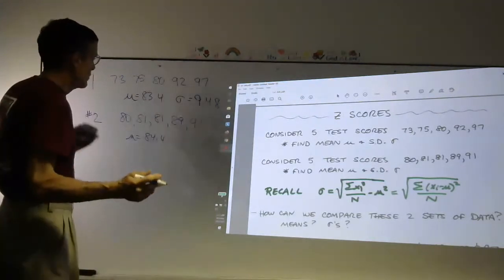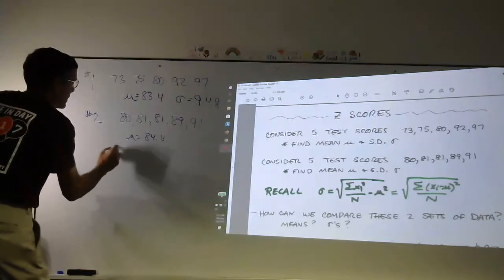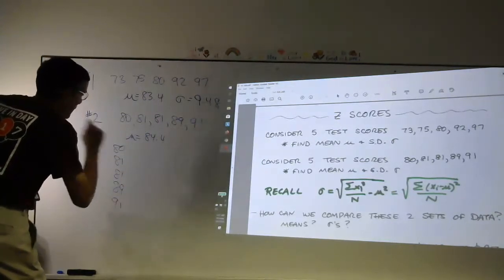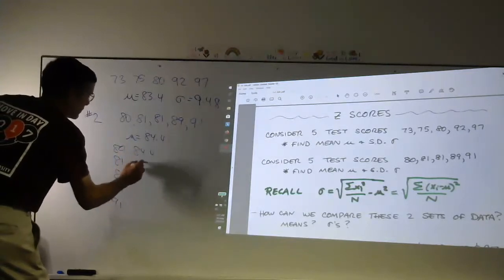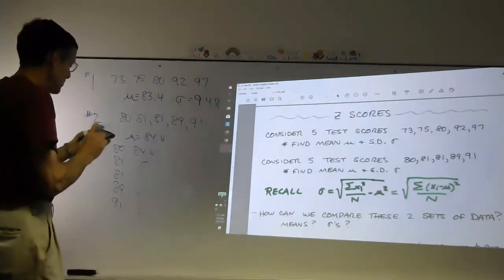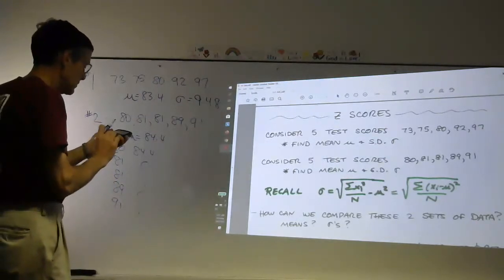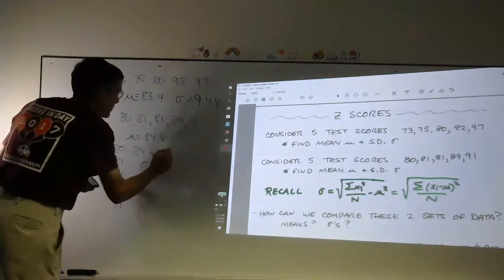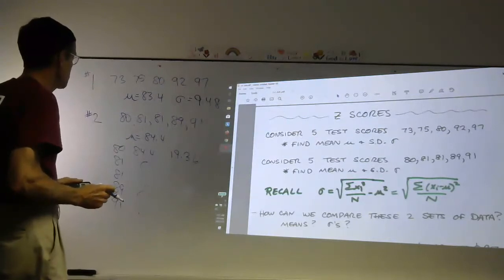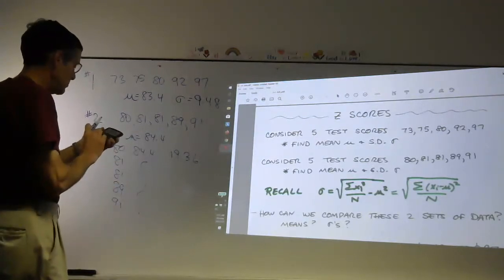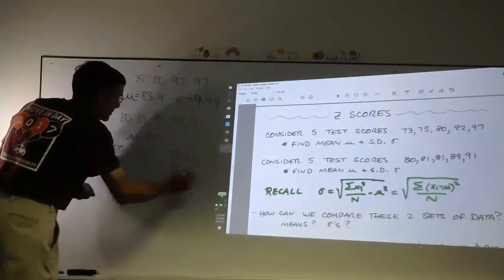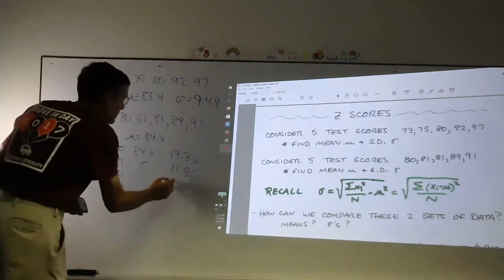Okay? Standard deviation, here we go again. So we have 80, 81, 81, 89, 91. Mu is 84.4 the whole way down. Find the difference and square. So it would be 4.4 squared equals 19.36. 84.4 minus 81 is 3.4, right? So 3.4 squared is 11.56. Okay, same thing for that one.